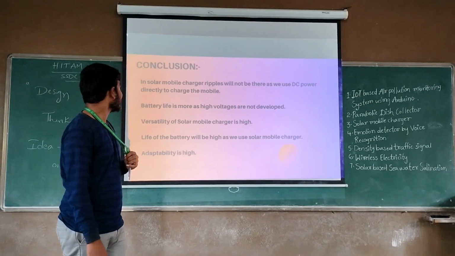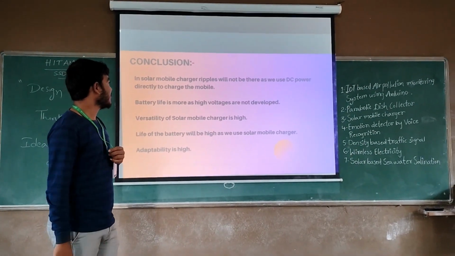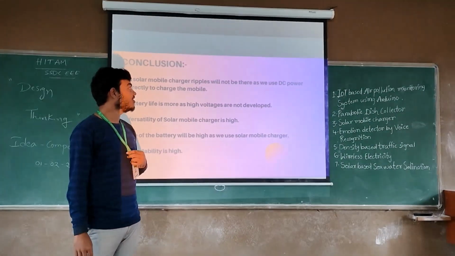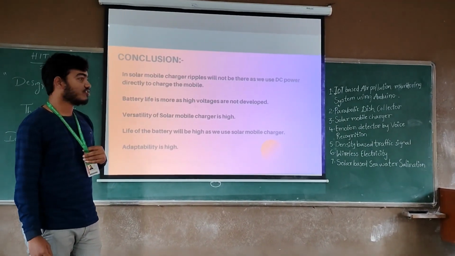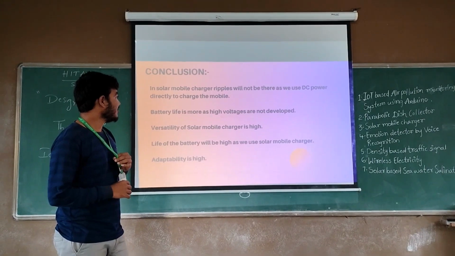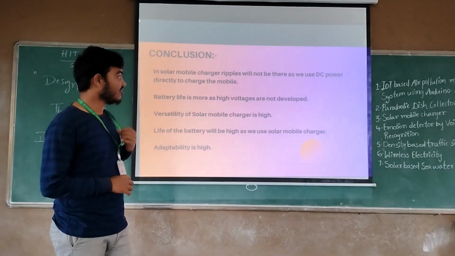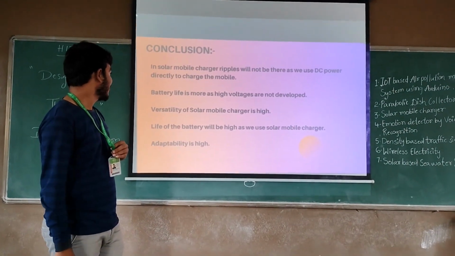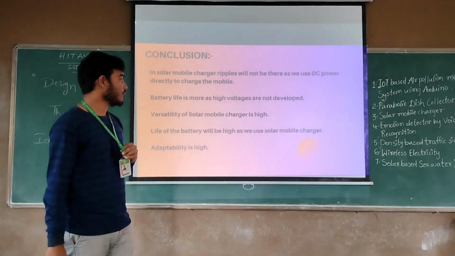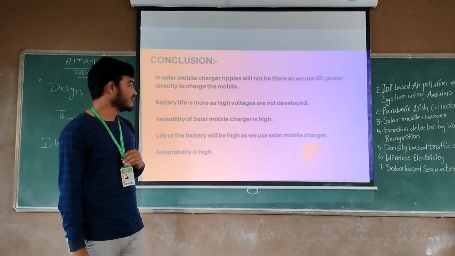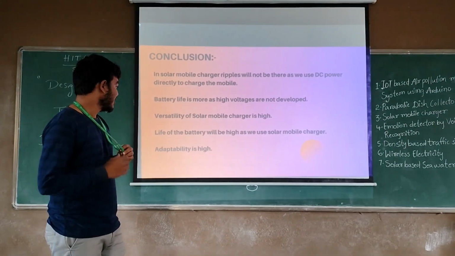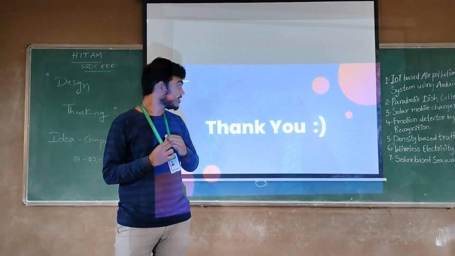Conclusion. In the solar mobile charger, ripples will be very small. We use DC power directly to charge the mobile. Battery life is longer as high voltages are not developed. Facility of the solar mobile charger is high. Adaptability is high. Thank you.